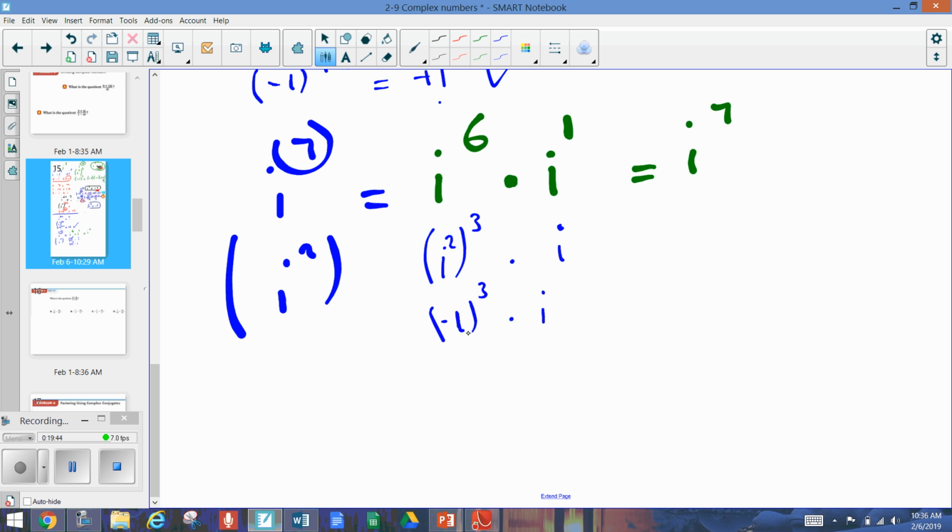So what does that equal? The exponent is odd, so negative 1. When the exponent is odd, it's going to be negative 1 times I. The result? Negative I. Because 1 times any number will be itself, and since it's negative, that will be negative.